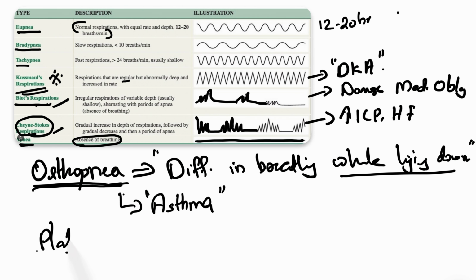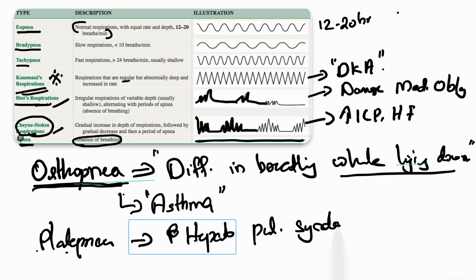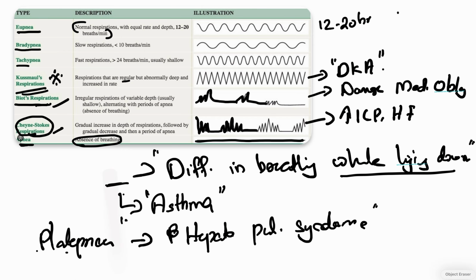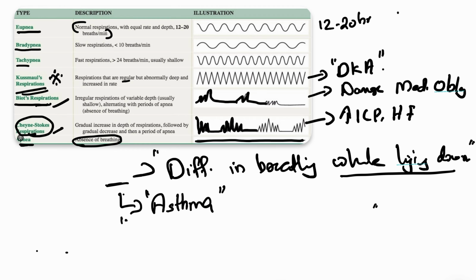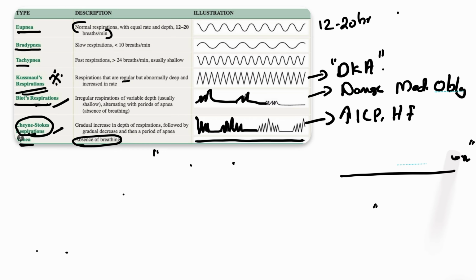Platypnea, or difficulty in breathing while sitting up straight, is seen in hepatopulmonary syndrome. Okay, platypnea is seen in hepatopulmonary syndrome where the patient will have difficulty in breathing while sitting up straight, but the patient will get relief while lying down. So that is the difference between platypnea and orthopnea. Very, very important two points to remember.